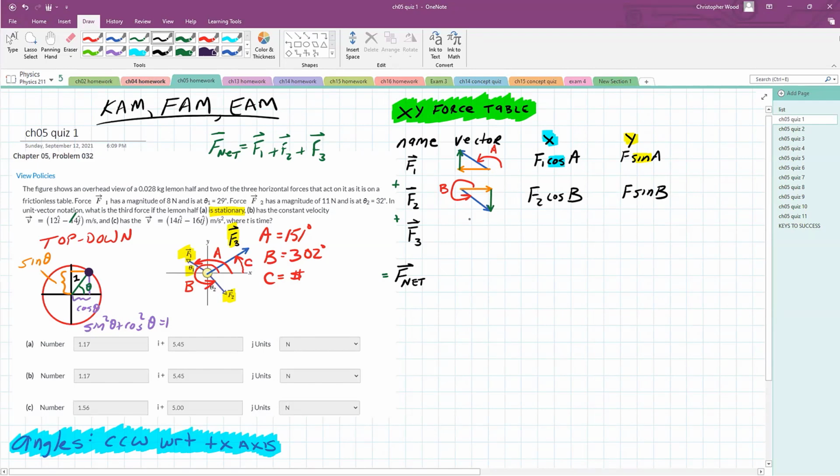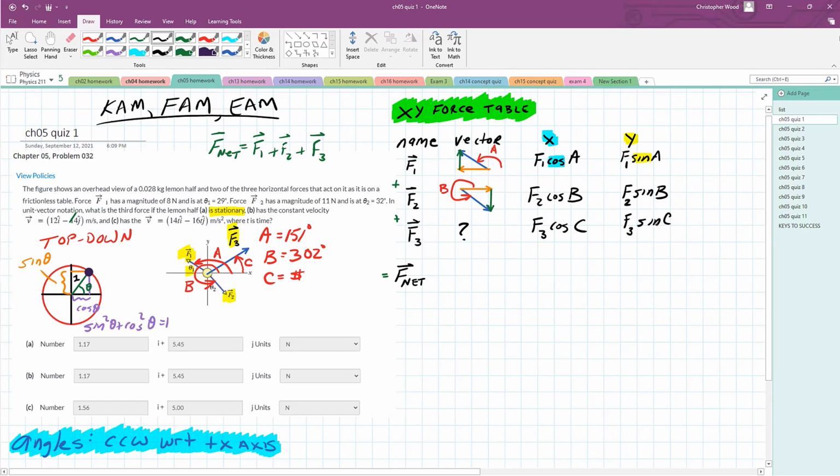F3, I don't know. So right now, F3 is just a question mark, and I'm just going to leave it as F3 cosine angle C, and this will be F3, and I forgot my subscript. That should be a 2. This should be a 1, so sloppy with the subscripts. This will be F3 sine C.